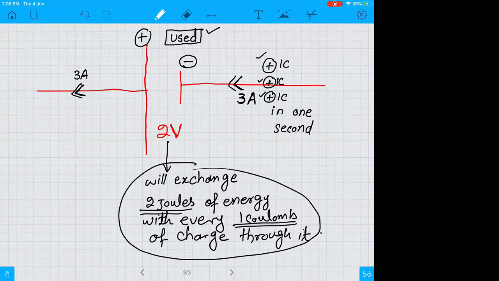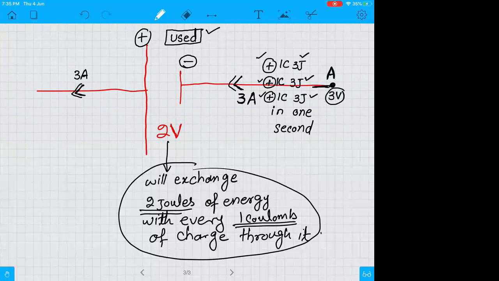It depends on the circuit in which this cell is connected. Now, let's suppose, just for example, every 1 coulomb charge has an energy of 3 joules. So every 1 coulomb charge has 3 joules of energy. Now, if this is point A, this point A would be at 3 volts because the charge passing through A has 3 joules of energy for every 1 coulomb.